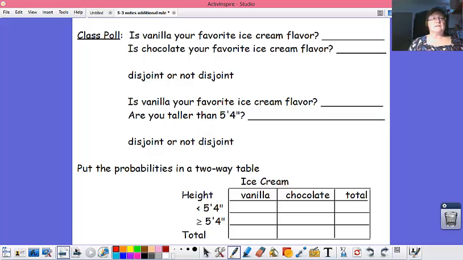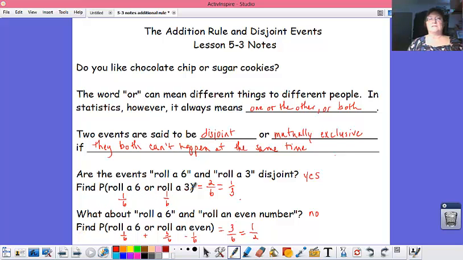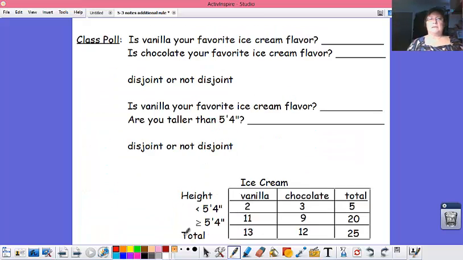Okay, today we're going to be talking about whether or not you have to just add if outcomes are disjoint, or if you have to add and subtract, that is if they are not. So the data at the bottom of the page comes from a poll that I took in a class last year. Kinda. I sort of made it up. However, I've done it before and the results were close to this. So I asked these questions. First of all, is vanilla your favorite ice cream flavor or chocolate? And I only gave those two choices.